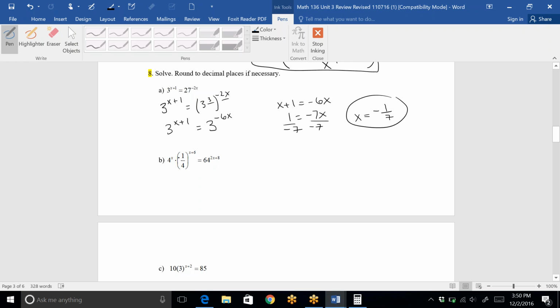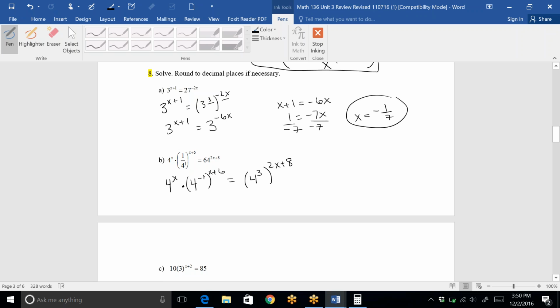Similar for B, you have to get everything to be to the fourth base because everything can be converted to 4. So anytime you have something in a denominator, you want to move it up and change the sign of the exponent. So this would be 4 to the negative 1, but it still has the x plus 6 on the outside as a power. And 4 to the third power is 64.